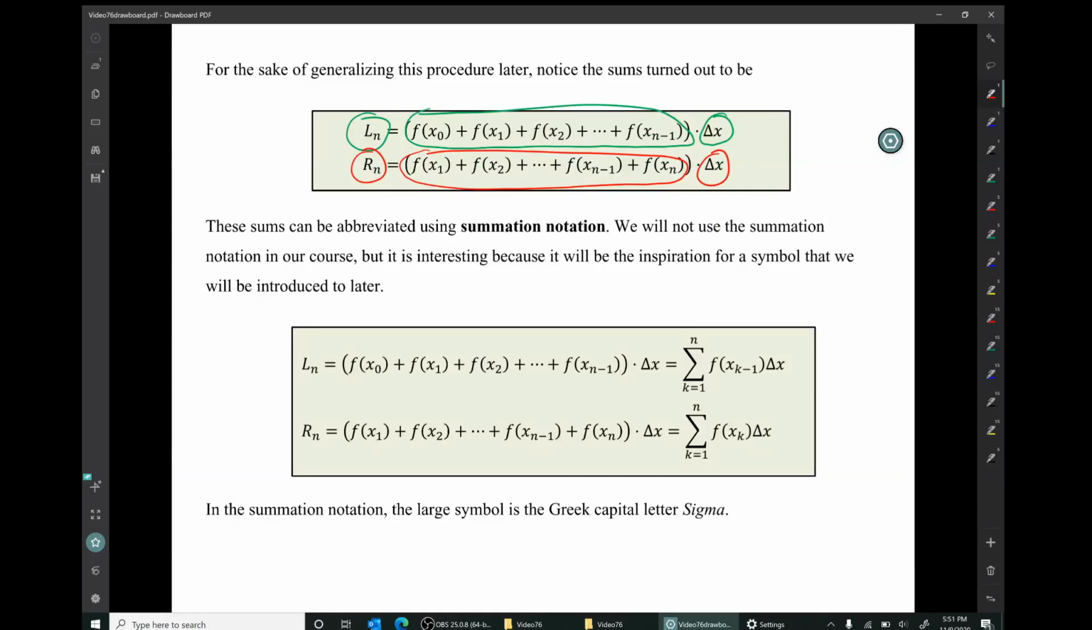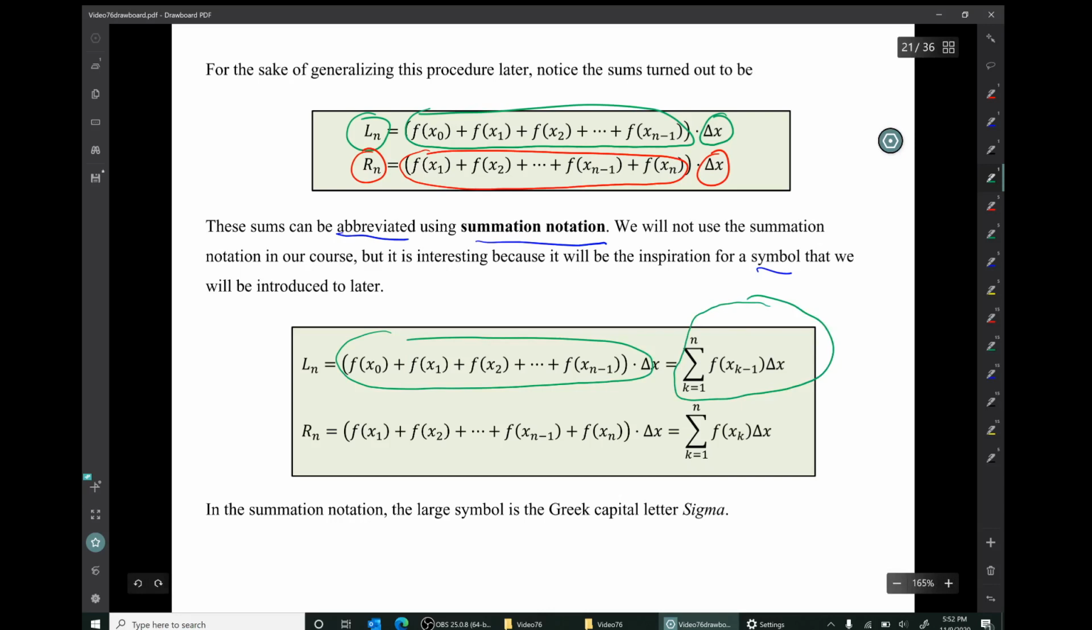These sums can be abbreviated using what's called summation notation. Now, you've been exposed to this at some point in the past in one of your courses. We will not use this notation in our course, but it's interesting because it'll be the inspiration for a symbol that we'll be introduced to later. So that expression for the left sum can be abbreviated using this summation symbol.